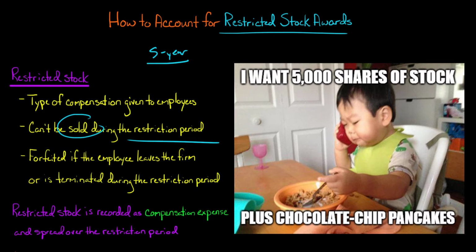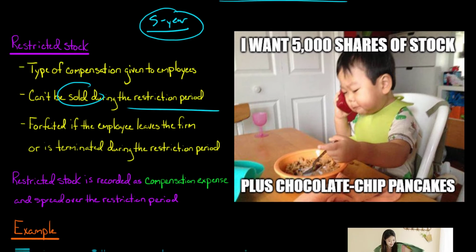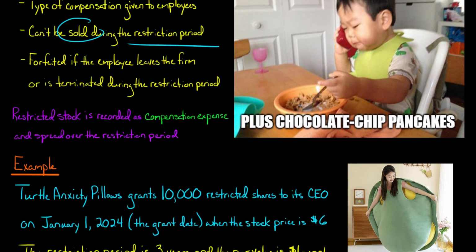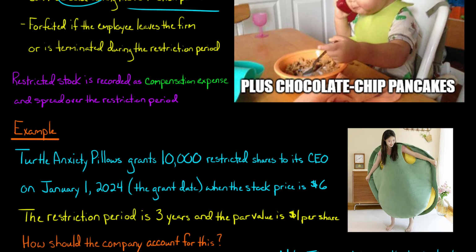Now, if the employee, in this case the CEO, were to quit or be fired during that 5-year period, they would forfeit the shares and not get to keep them. Now, restricted stock is recorded as compensation expense, so it's going to reduce a company's net income in its income statement. So let's do an example, and I'm going to walk you through the journal entries that a company would do if it had a restricted stock award.